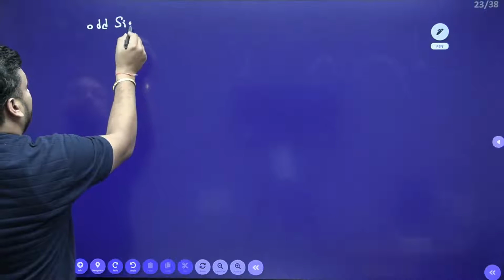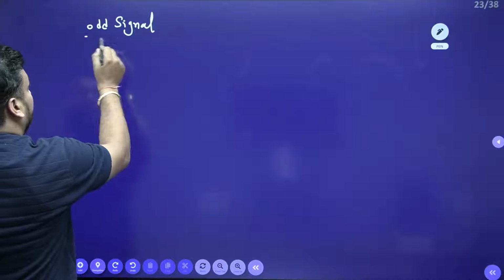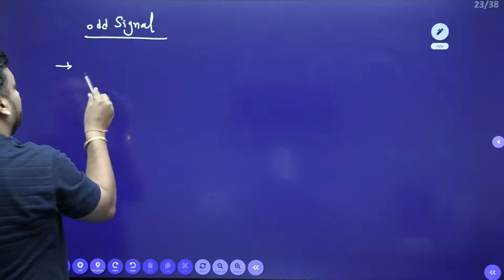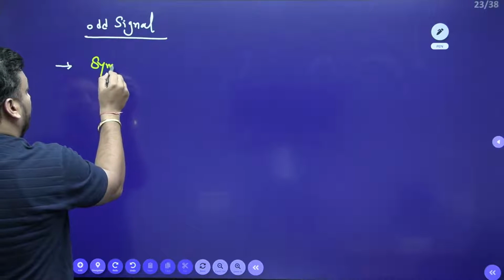Now if I talk about the odd signal, then an odd signal must be symmetrical about the origin. So you can write: the odd signal must be symmetrical about the origin.